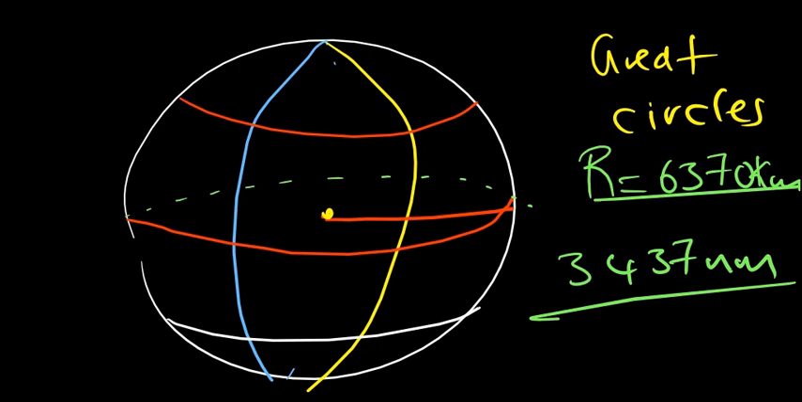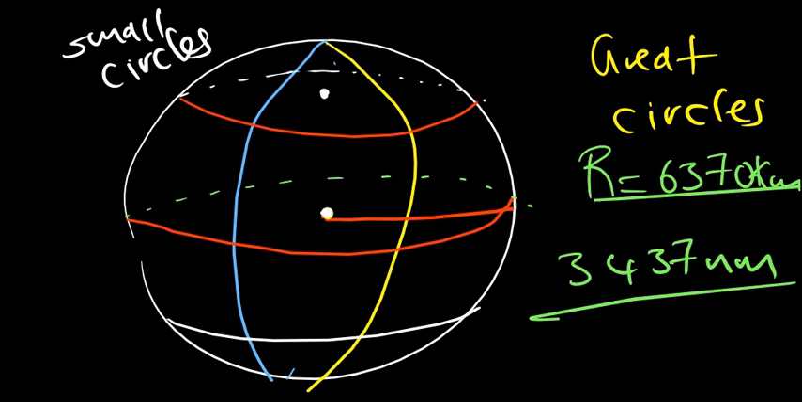Now the question would be, how about the small circles then? For the small circles, you have to come up with a formula to determine the radius of a latitude. Let's do an example. We understand this is the equator, and let's assume we want to determine the radius of this small latitude on top there. How do we find its radius? We can draw a line.